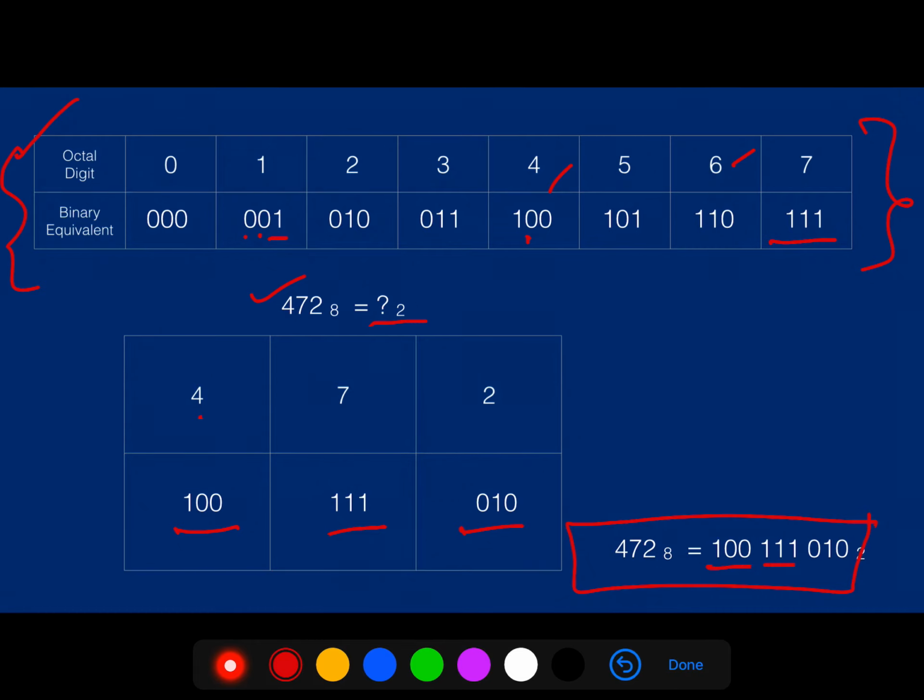Makes 100, 111, and then 010. So this is nothing but the binary equivalent of this given octal number. So I think that is very easy. The only thing is you need to know about this table, and once you are in practice, you can easily remember the 3-bit binary equivalent for all the octal numbers from 0 to 7. But initially you should know how we have got it.